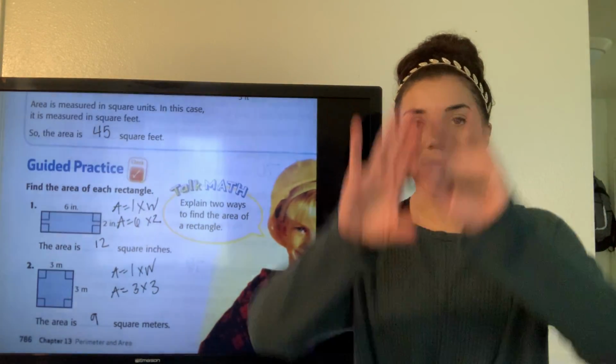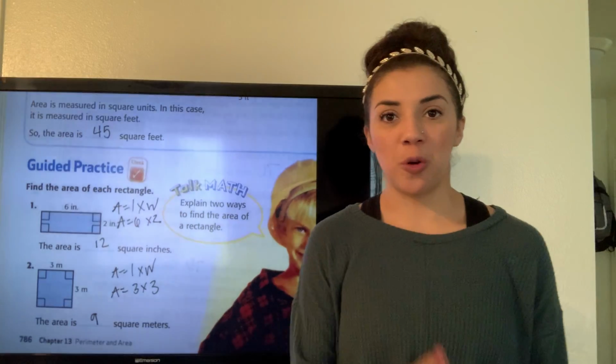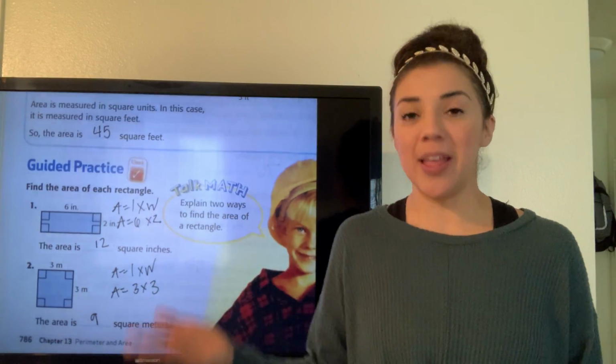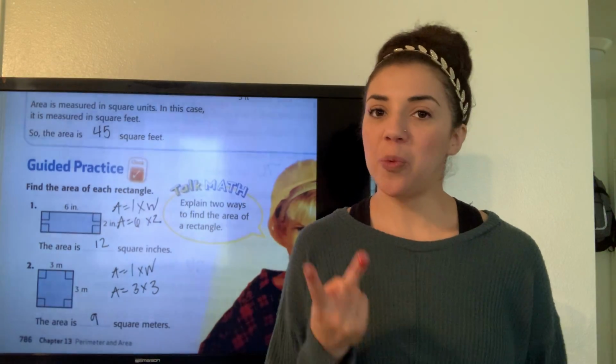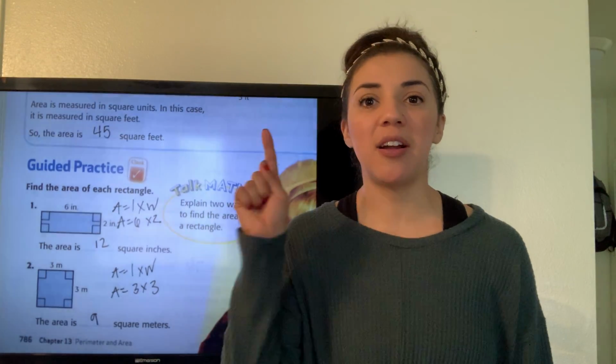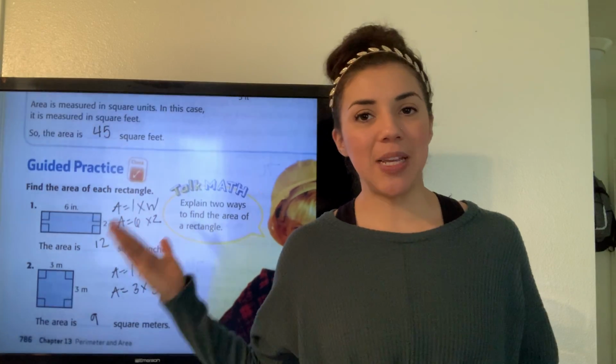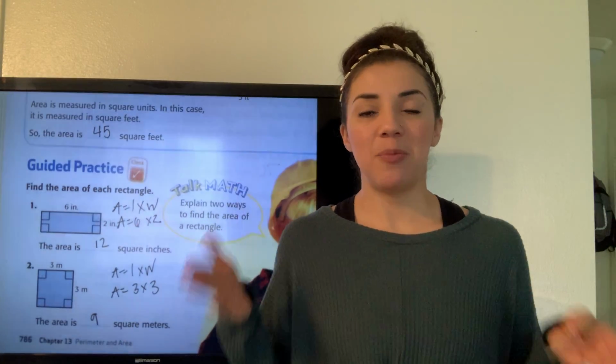So in conclusion, the formula to find the area of a rectangle is area equals length times width. There are 2 ways to solve this: draw in the squares and count them up, or simply multiply length times width.